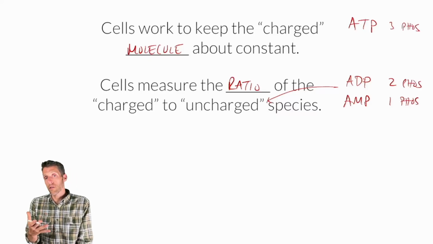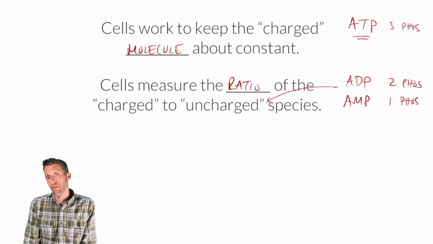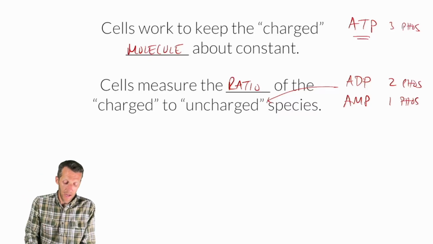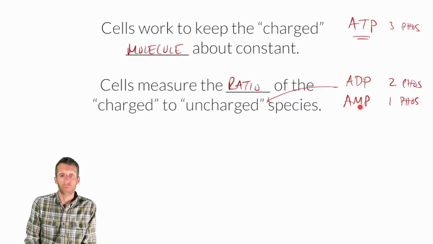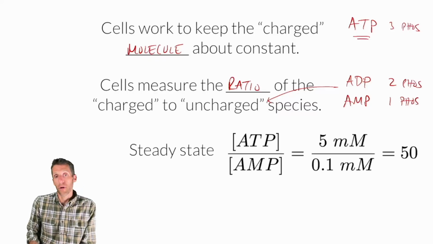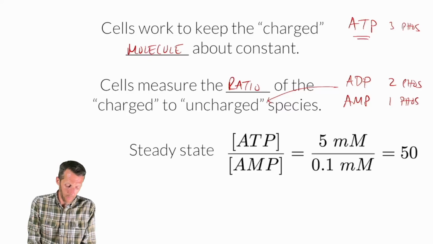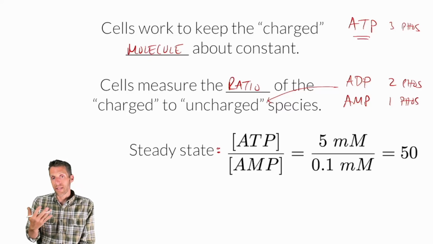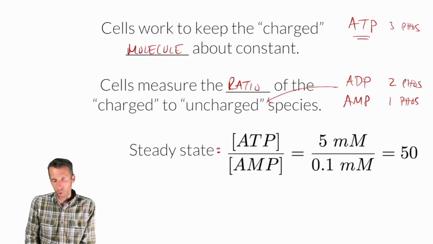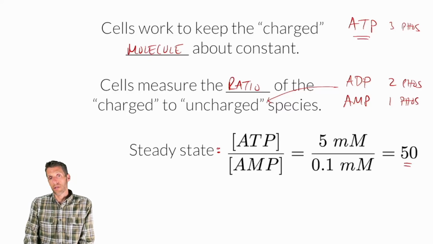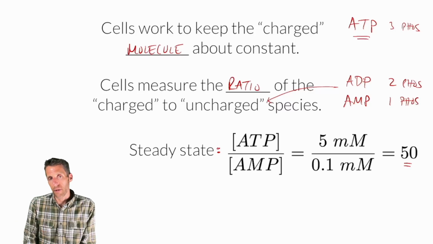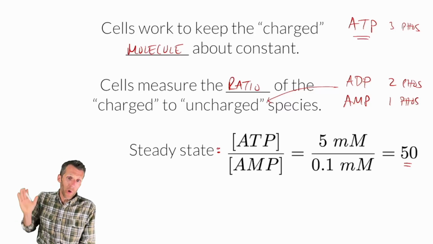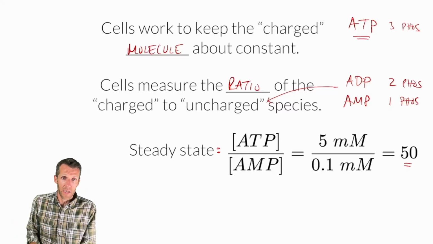So what cells are going to do is try to keep ATP levels about constant, but they're going to measure the relative amount of energy they have as the ratio of ATP to these two molecules here. And so let's see this, for example. This is a biologically plausible case. We have a cell that has an ATP to AMP ratio of 5 millimolar to 0.1 millimolar. This is a ratio of 50, so this is a high excess of ATP relative to AMP. If we take that cell and we put it under metabolic load, so now ATP is being consumed fairly rapidly, we'll actually see an interesting response.